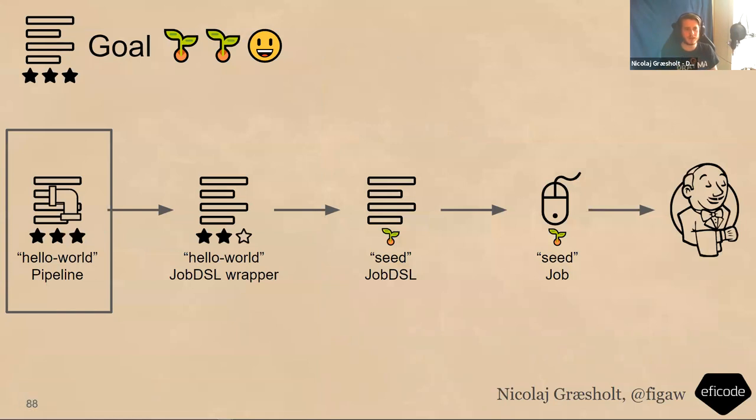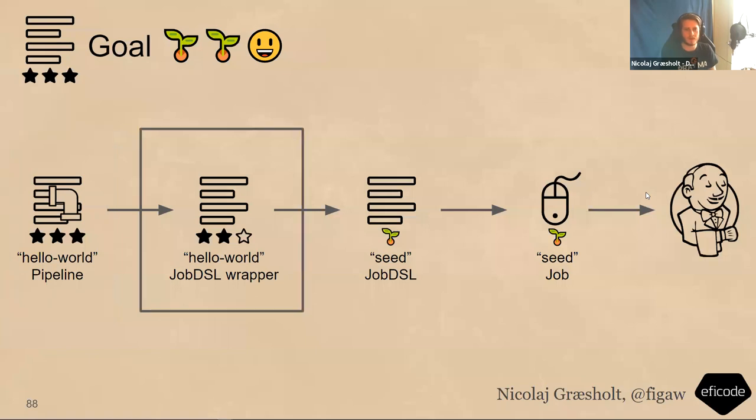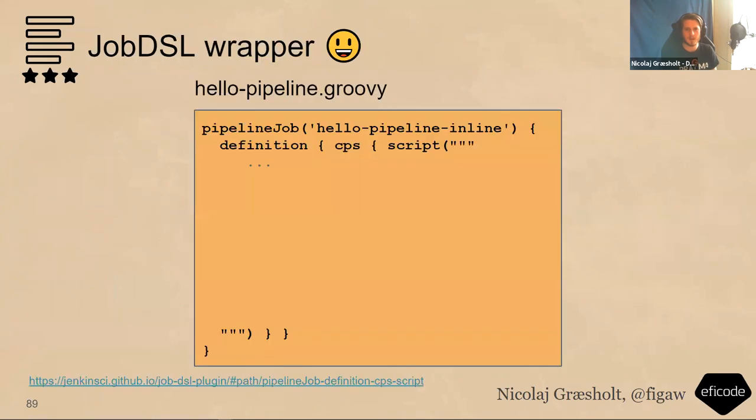I know that I can get my code as pipeline now. Excellent. But how do I get my pipeline into Jenkins? Well, I want to use my Hello World JobDSL wrapper, of course. But I don't want to wrap JobDSL anymore. I want to wrap a pipeline. So instead of creating a job, I create a pipeline job.